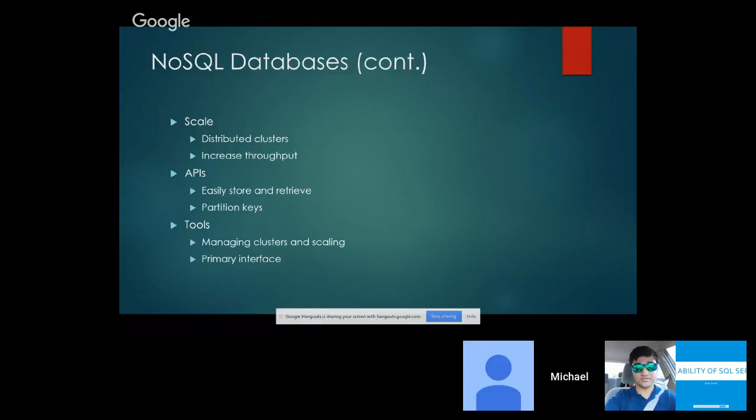So within NoSQL databases as well, we also have differentiated APIs that make it easy for storage and retrieval. And once again, we talked about the partition keys, and we're going to talk about this in just a minute, as we start talking about specific tools that are used to access data. The tools for managing clusters and scaling are pretty much the primary interface that users would use to access the data within NoSQL.